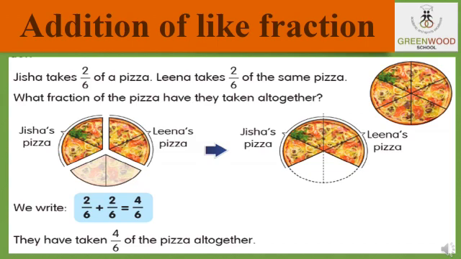So the denominator 6 will remain the same, but the numerators will get added, that is 2 plus 2 equals 4. So the total pizza they have taken will be 4 by 6. They have taken 4 by 6 of the pizza altogether.